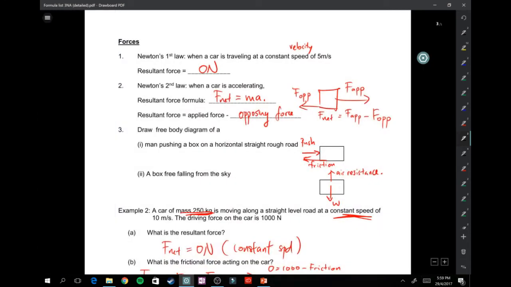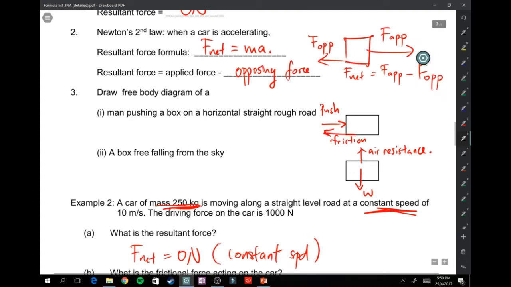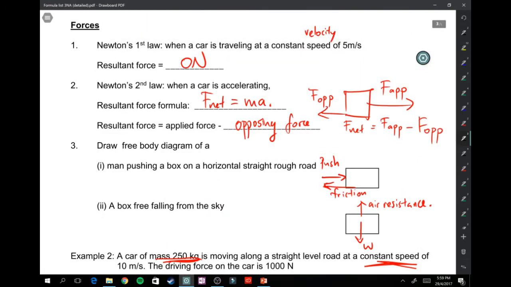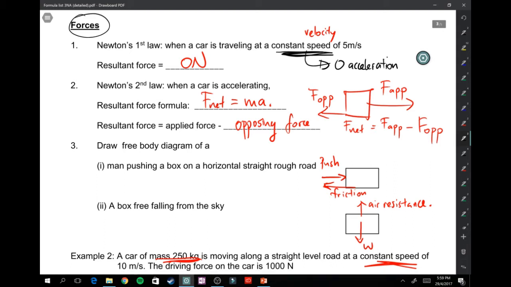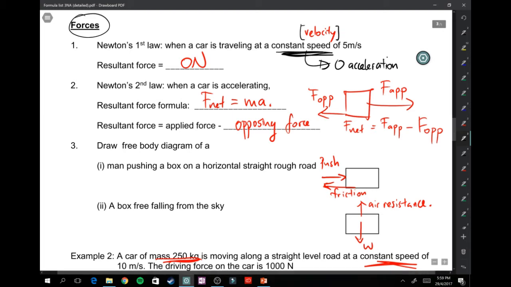Okay, now we come back here. The reason we need to understand what speed or acceleration is, is because we are dealing with forces, and here we have Newton's first law saying that when a car is traveling at a constant speed, constant speed will therefore mean that there is zero acceleration. That means the car can be traveling at 60 km per hour for 1 full hour. We say that that's a constant speed. Of course, the question may call it constant velocity as well.